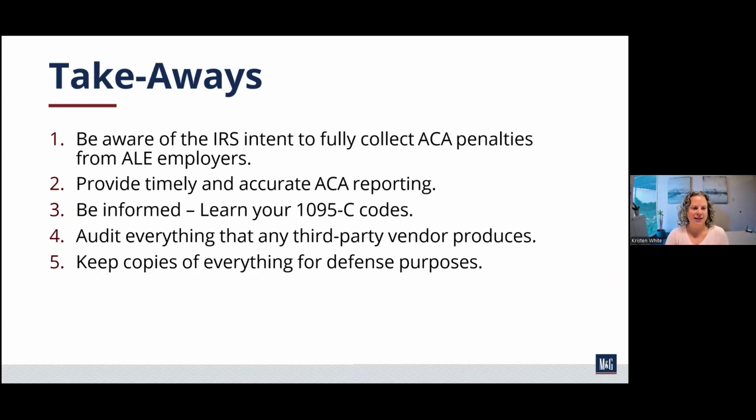So, a reminder of the takeaways: be aware of the IRS's intent to fully collect those penalties. You want to make sure that your reporting is timely and accurate. Learn those codes, or at least have your cheat sheet handy, and then audit everything from the third parties. There are great software systems out there, but there are nuances that a lot of companies have, and the systems can't account for all of that. And then keep copies of everything for defense. After filing, download those to your system and make sure they're easily accessible.